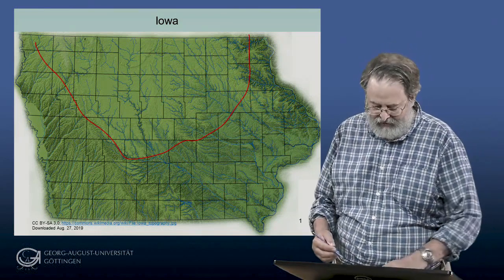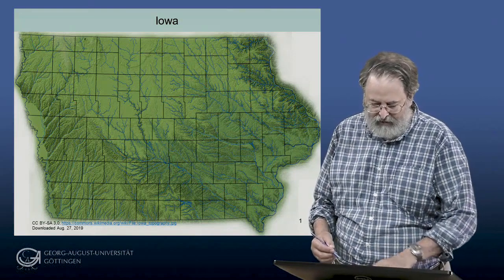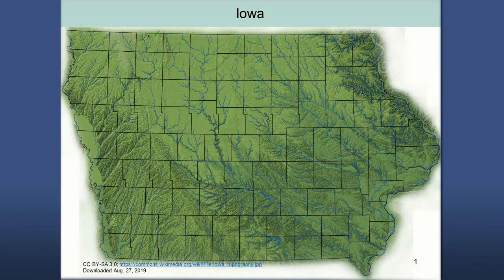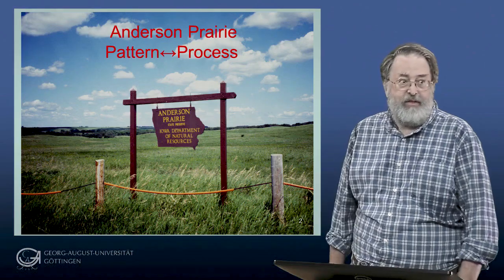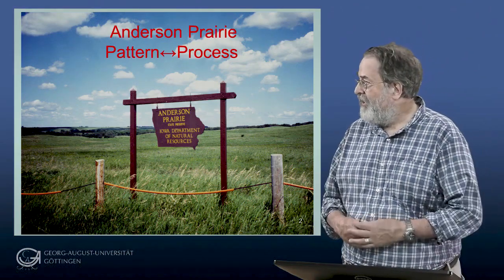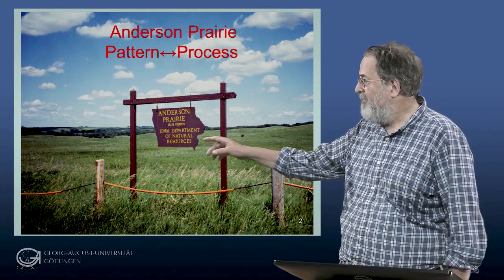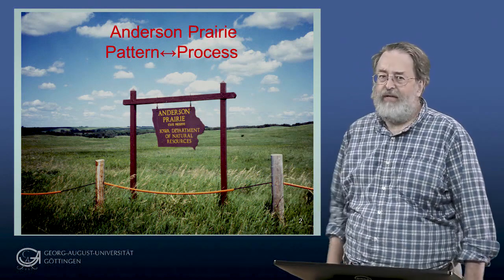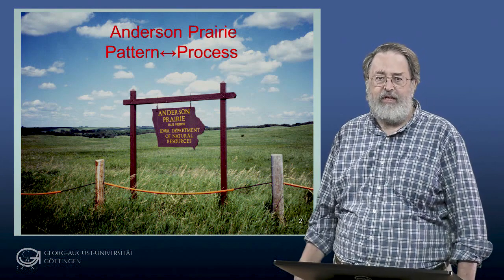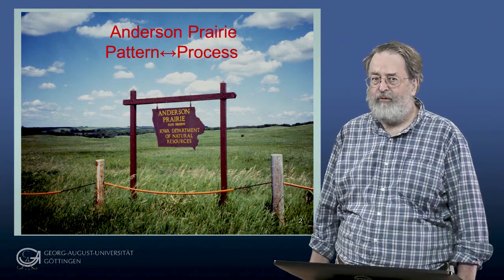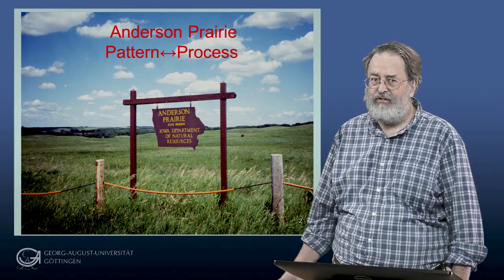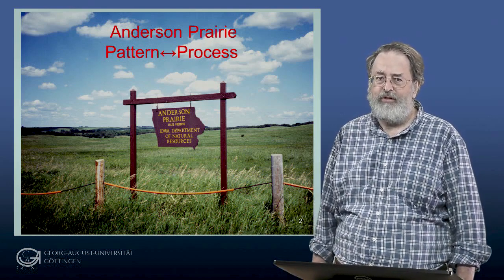The study site that I'll be discussing today is up in the northern corner here, in a place called Anderson Prairie. This is a slide showing the entrance to Anderson Prairie with a sign here. The prairie is in the background. This is a rather unique site in Iowa, as it was never plowed. Some of the prairies that still exist had been plowed at one point or another.